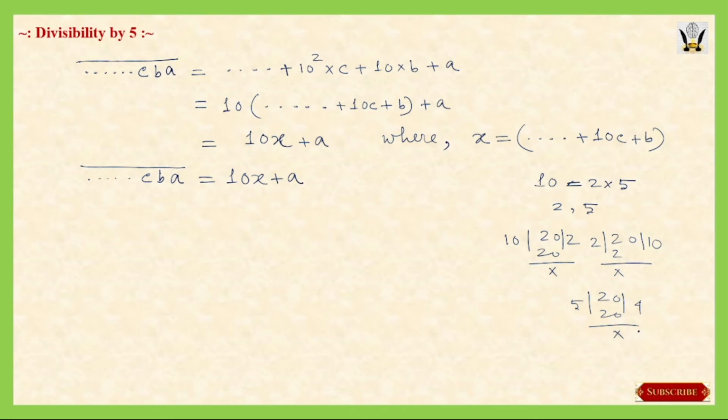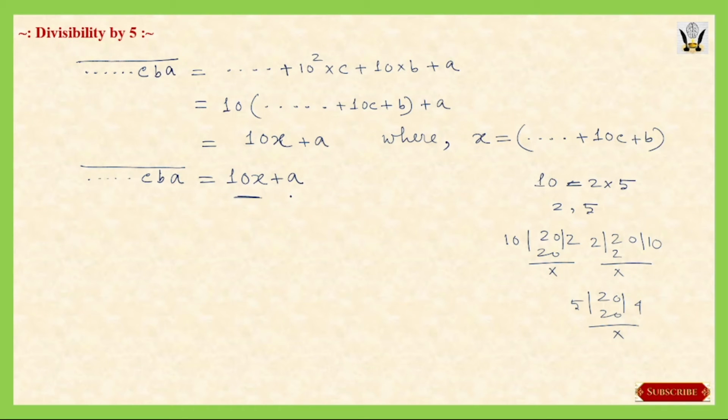That means any number which is divisible by 10 will be divisible by the factors that 10 has, other than 1 and that number itself, meaning 2 and 5. And that is applicable for any other number also. So a number which is divisible by some other number will be divisible by the factors of the second number as well. That means 10x, since we have already proved that 10x is divisible by 10, will be divisible by 5 also.